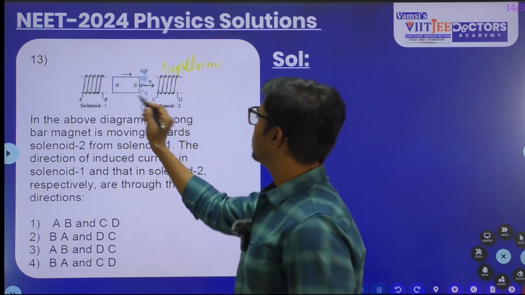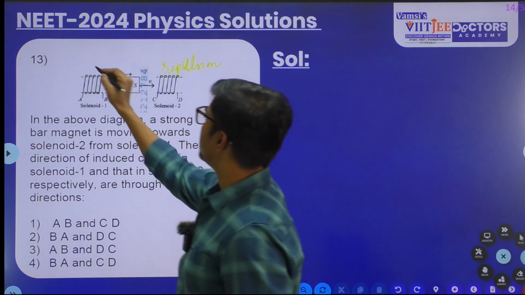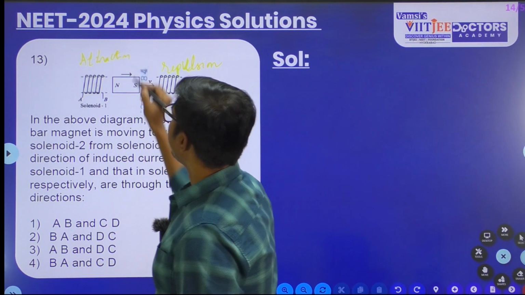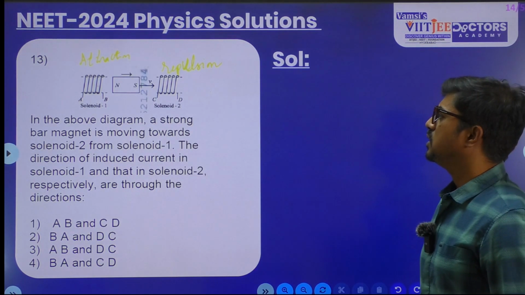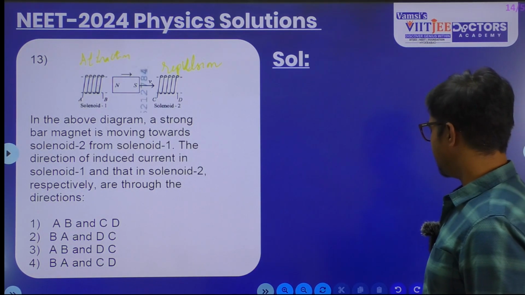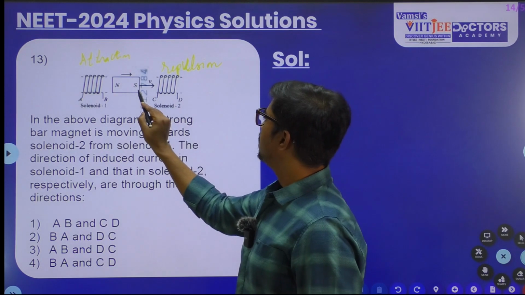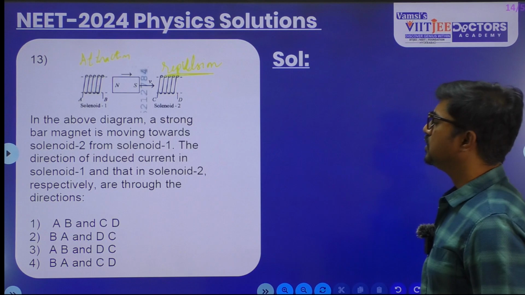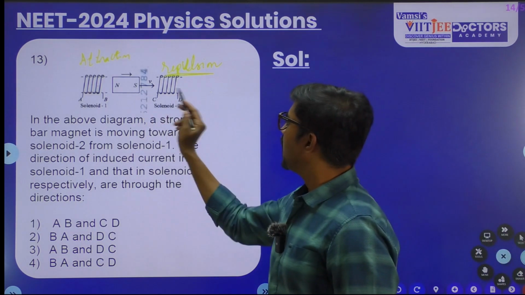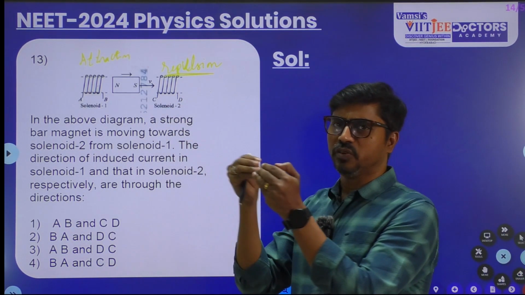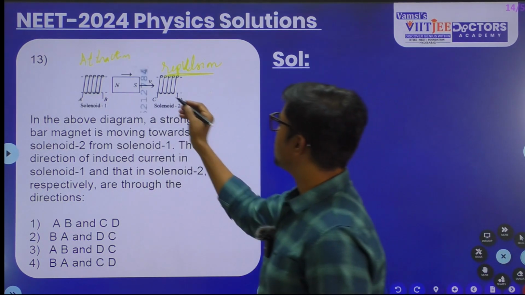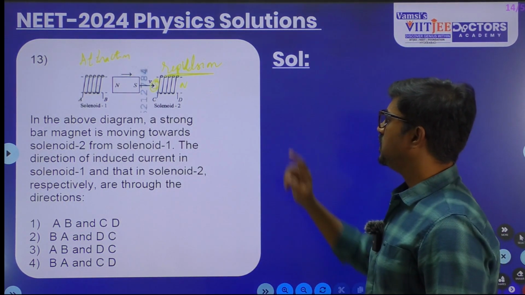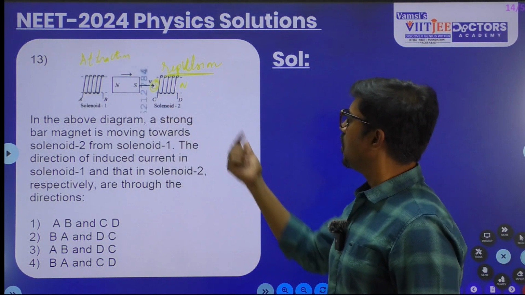Whereas for this coil, it is going away from the magnet, meaning this is going to experience attraction. So one coil experiences attraction, the other coil experiences repulsion. In that case, you see, south pole is coming closer. When you have a repulsion, you should have like poles created. Like poles must be very close to each other to get a repulsion. That means here you get south pole and here you get north pole. So this coil behaves like a magnet with south on the left side and north on this side.